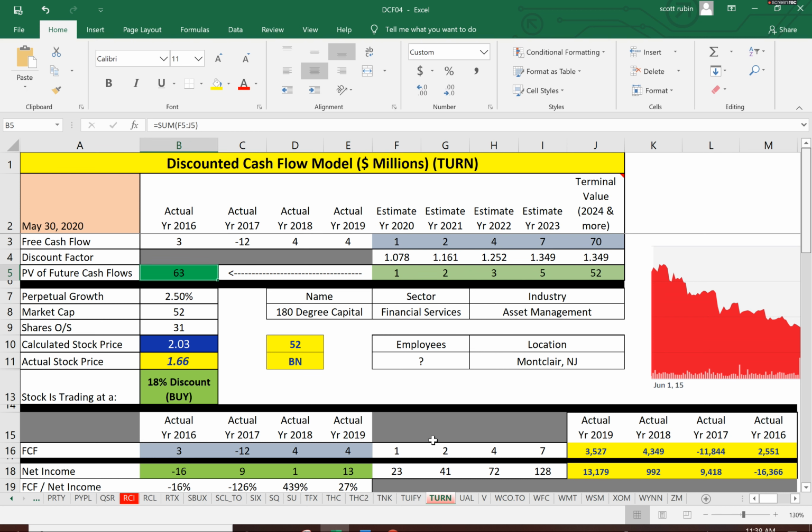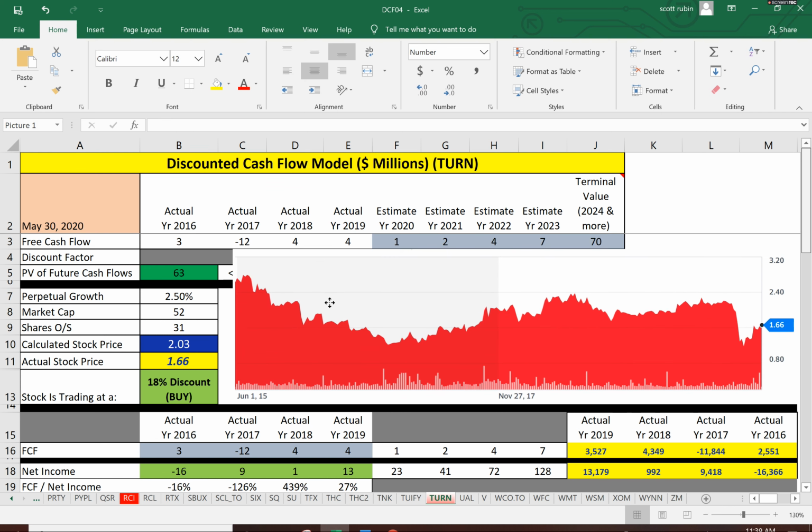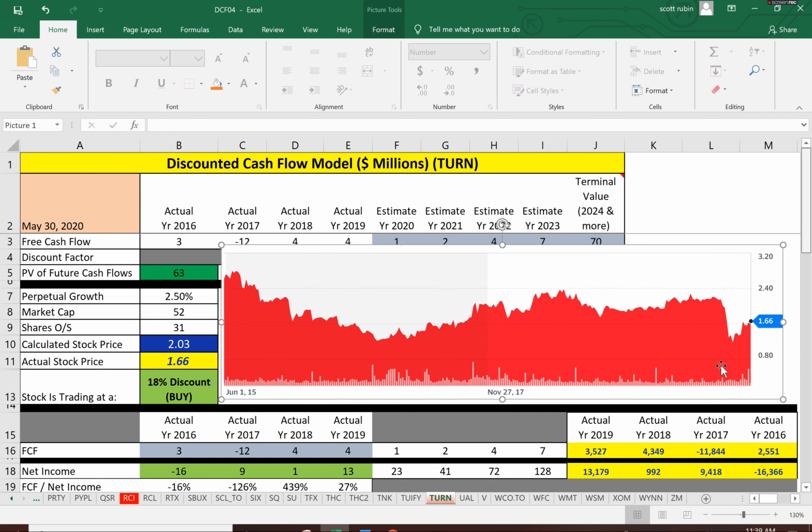And then we have a value of the company of $63 million. When you divide that by 31 million shares, you have a stock price of $2.03. So it is trading at a slight discount because it's trading at $1.66. And you can see historically the stock has traded around $2, $3.